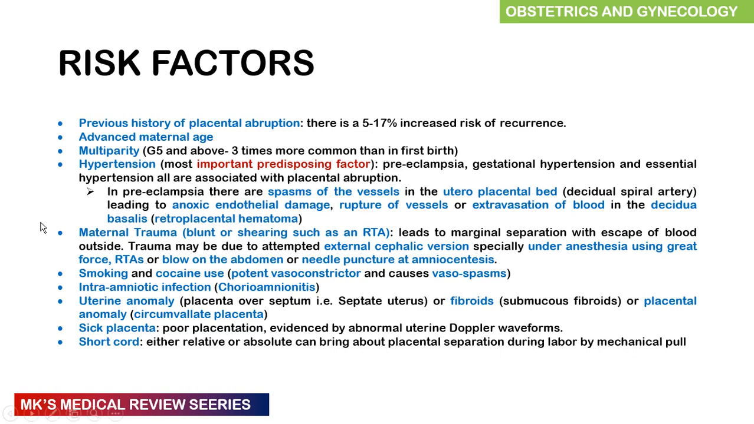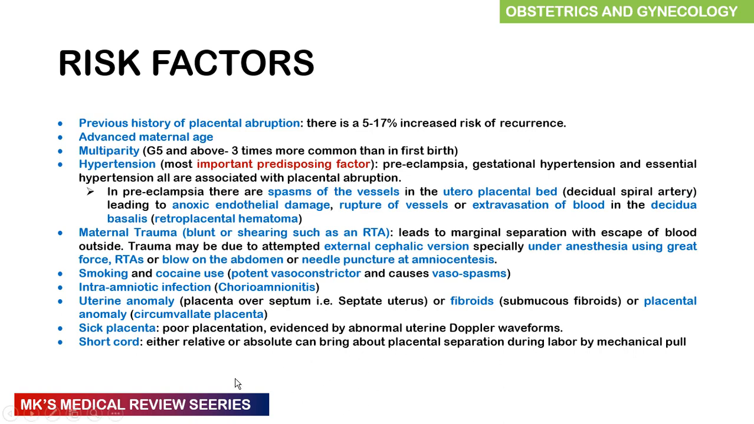You may also have intra-amniotic infections like chorioamnionitis, uterine anomalies, for example, if the placenta is over the septum or a septate uterus. You may sometimes have fibroids, especially submucosal fibroids. You may have placenta anomalies like a circumvallate placenta, a sick placenta where there is poor placentation, and even evidence of abnormal uterine Doppler waveforms.